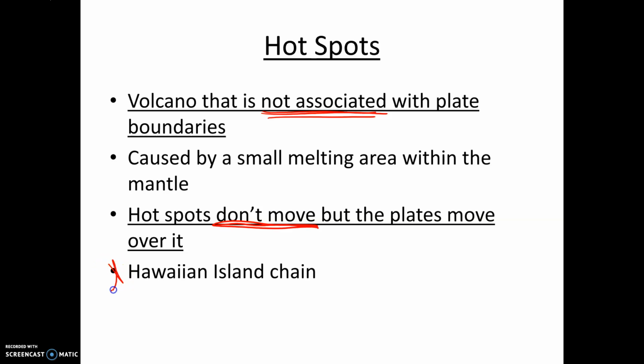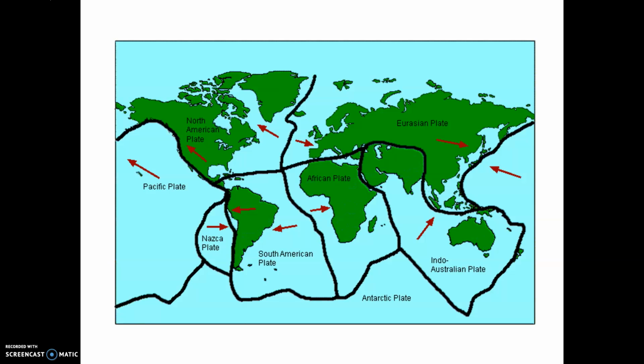And a great example of these is our Hawaiian Islands. So we have many Hawaiian Islands because as those plates have moved, we have created new ones. But only the island that is over the hotspot is going to be volcanically active. So let's take a look at what this may look like.